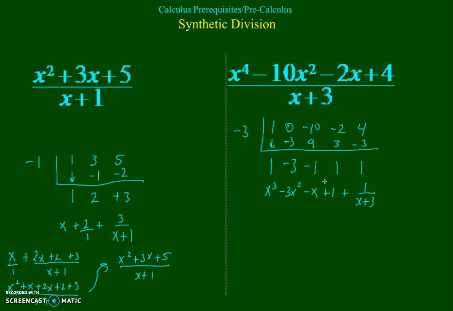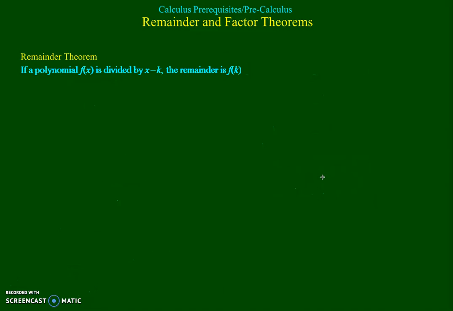So let's move on to another set of tools that you looked at, and those are the remainder and factor theorems. The remainder theorem states, if a polynomial f of x is divided by some factor x minus k, then the remainder is f of k. In other words, if you take some polynomial function f and you divide it by some value, then evaluating the function at that k value will give you the number of the remainder.